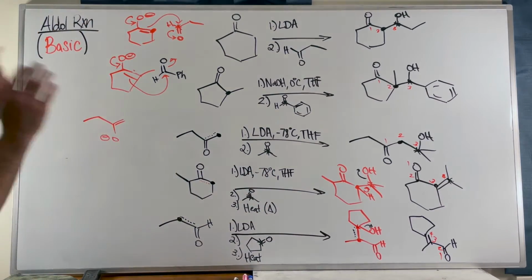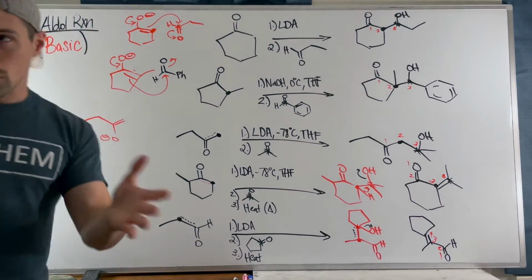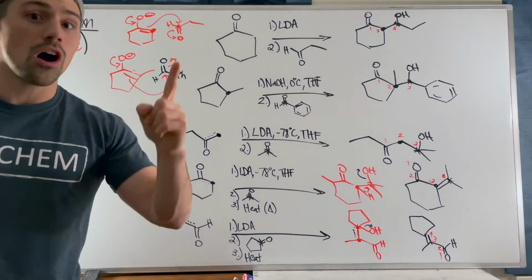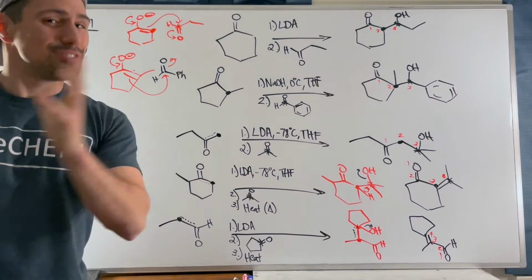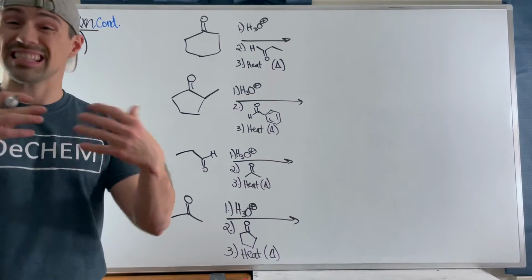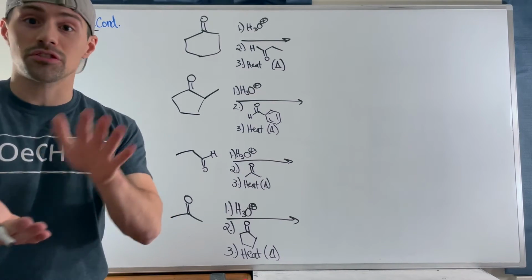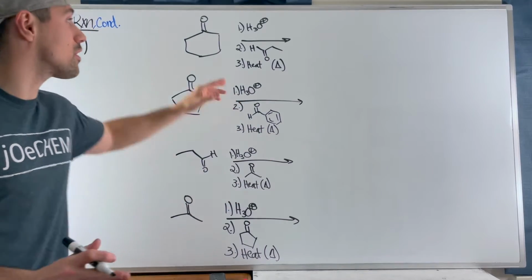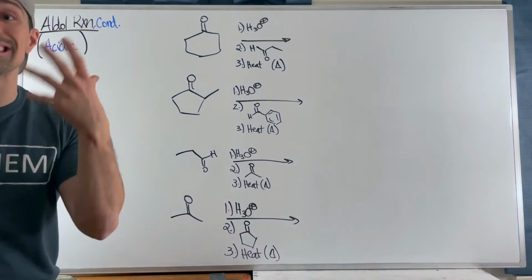Okay, gang, that is the first of the 4 sections we have. So let's chug along, moving from basic conditions to acidic. Okay, gang, rolling on into the aldol reaction in acidic environments, which we know always must go to condensations, whether there's heat included or not. That's what has to happen.